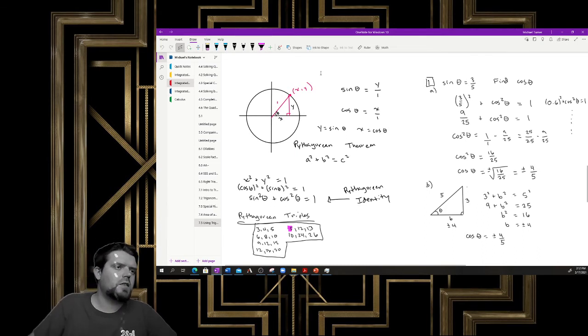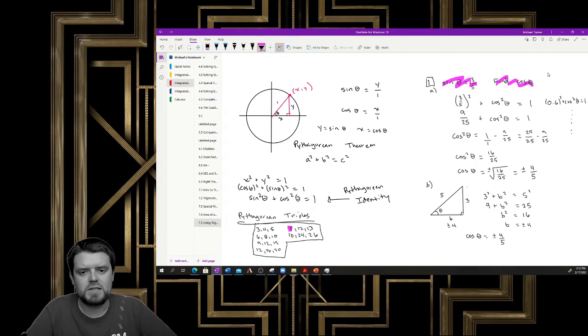Start out in this section, you're going to be given a sine value, such as 3 over 5, and asked to find the other trig value. So if I give you sine, you're looking for cosine. If I give you cosine, you're looking for sine. Now, here, you were given sine of 3/5 and you're asked to find cosine theta.